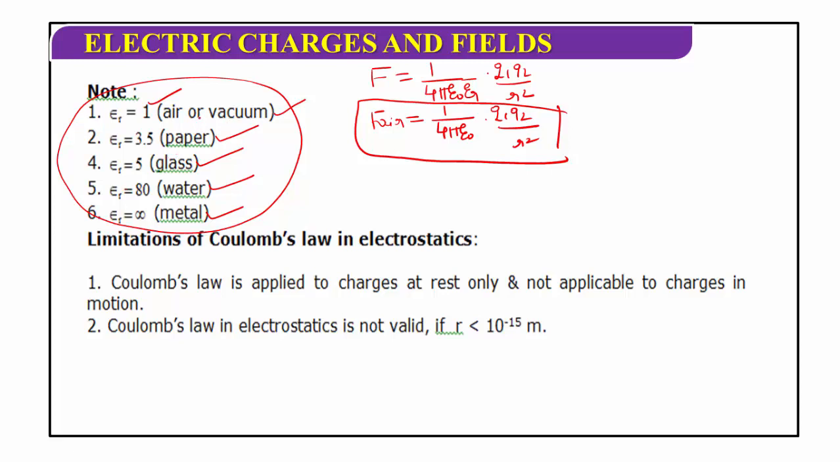Coulomb's law in electrostatics, the general formula is 1 divided by 4 pi epsilon naught into epsilon r q1 q2 divided by r square. But for two point charges placed in air or vacuum, we get this equation: the electrostatic force between the two charges in air or vacuum is 1 divided by 4 pi epsilon naught q1 into q2 divided by r square. But it is applicable only when the two point charges are at rest.